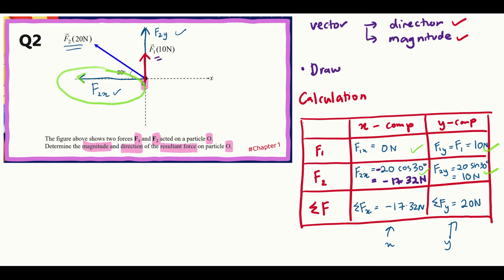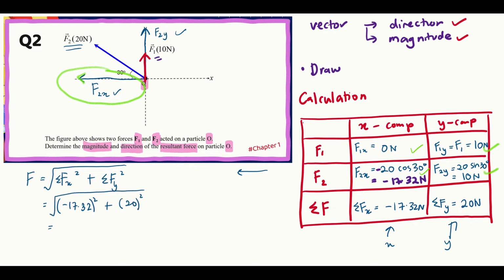Okay, resultant force. To find the resultant force, we have this equation: the square root of summation of Fx squared plus summation of Fy squared. Then you substitute the values: 17.32 squared plus 20 squared, and you will get 26.46 Newton. So this is the answer for magnitude only. Next, we need to find the direction.